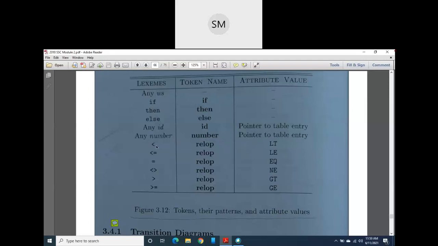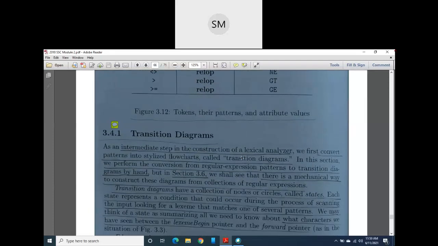Just now I told you, for the token name relational operator we have these lexemes, and for all these lexemes or token names we have these attribute values. These are all relational operators: less than LT, less than or equal to LE, equal to EQ, not equal to NE, greater than GT, greater than or equal to GE. Like this we can do all these things. These are the tokens and their patterns and their attribute values. I think you are getting some idea now.